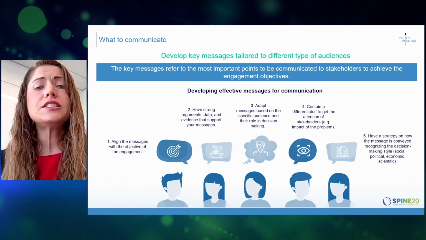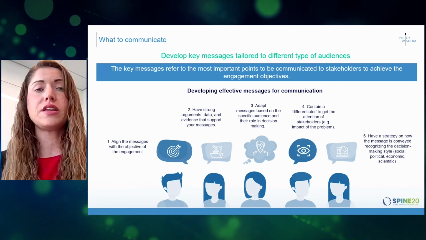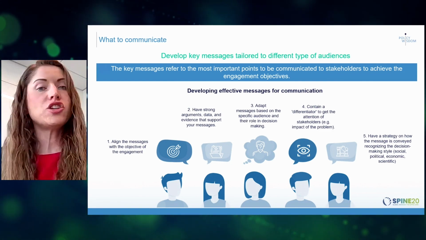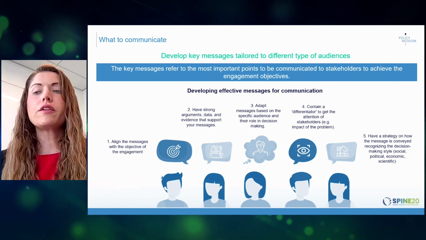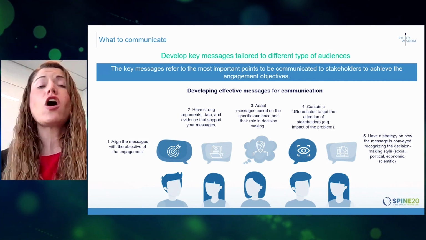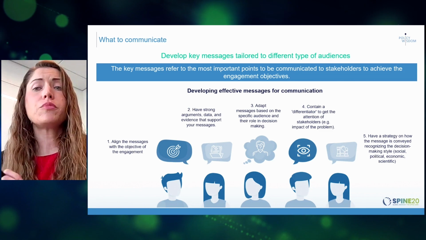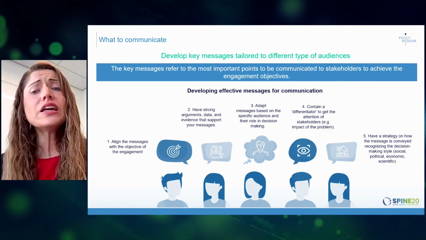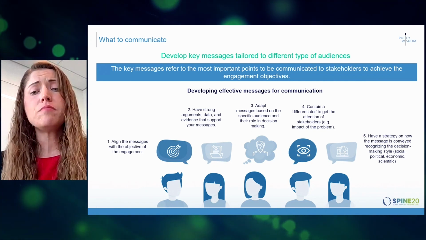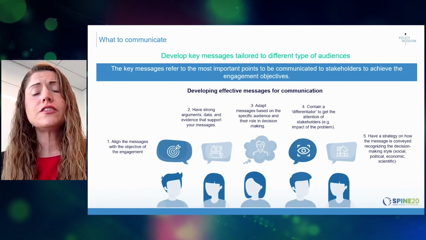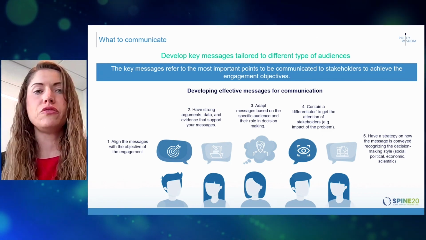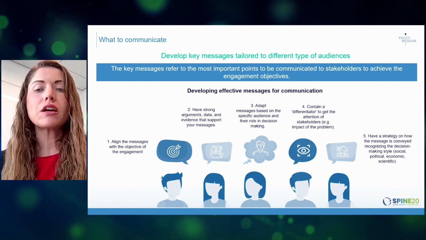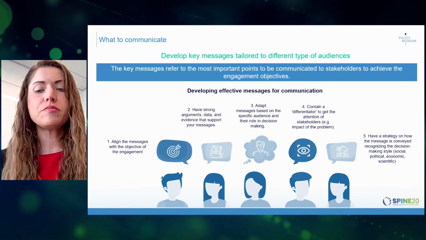And next, contain a differentiator to really get the attention of the stakeholders. For instance, it could be millions of people or millions of patients that are impacted by this problem, or the amount of cost savings if we were to proceed with this objective in terms of implementing a policy solution. And then lastly, have a strategy on how that message is conveyed, recognizing the different decision-making styles of the stakeholders involved, be it coming from a more social-oriented context or a political lens or an economic lens. So just some things to be mindful of.